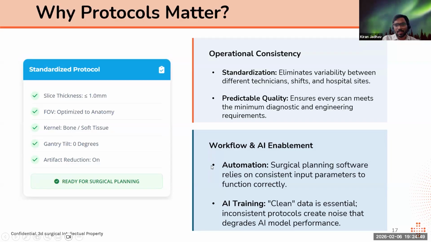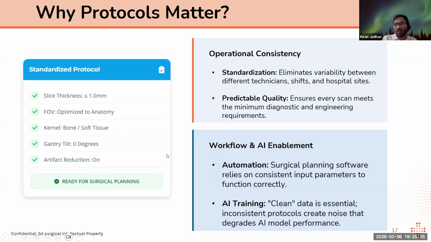If we select bone, then the bone part in the scan will be much brighter. If we want to go with soft tissue, there is a soft algorithm as well that we can use, and it will highlight the soft tissue part very clearly. And while capturing the image, the gantry tilt should be 0.